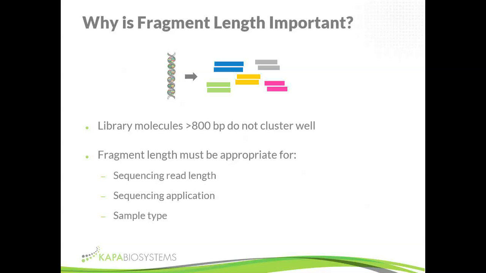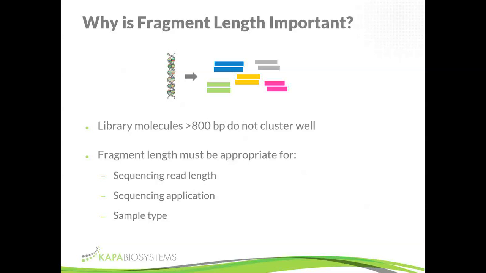And so in summary, to optimally use your sequencing capacity, it's important that you pick the most appropriate fragment length for the sequencing read length, your sequencing chemistry, your sequencer, your sequencing application, and your sample type. And then when you pick a fragmentation method, pick one that gives you the ability to tune your fragment length, obviously, but also good control over your fragment length in the end.